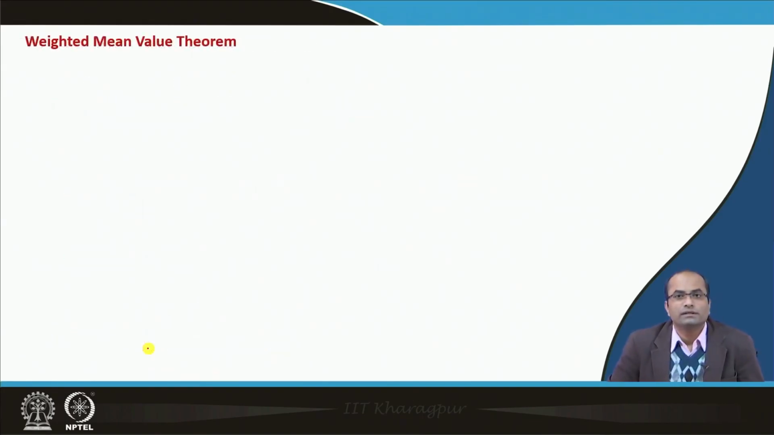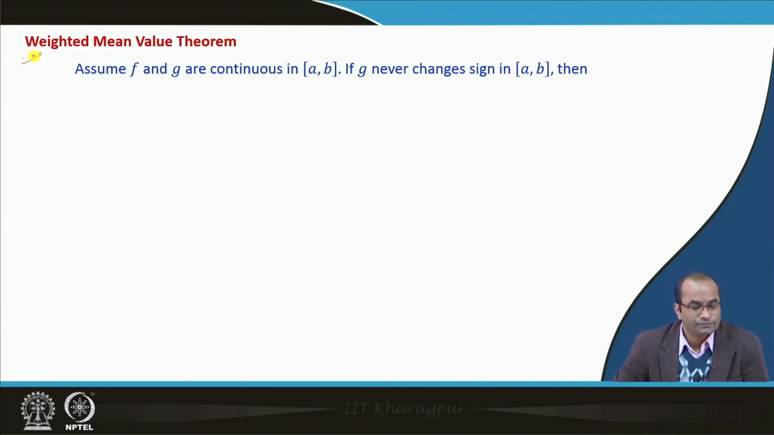Now, we will get the formula for the error. How much error do we have when we approximate a given integral by this trapezoidal rule? For that we need some theorems. The one is some results. One is this weighted mean value theorem.